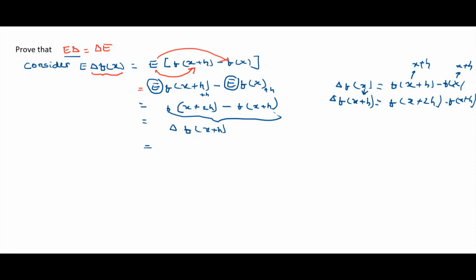And now again applying shifting operator. Now in this case, try to eliminate this h. To eliminate this h, we can add E. So what you can write here? That is delta E f of x. And now both the sides, this f of x and f of x get cancelled. So here we are left with only E delta, and here we are left with only delta E. So this is the required proof. E delta is equal to delta E.